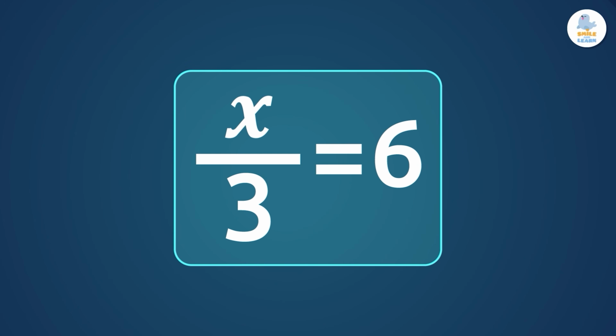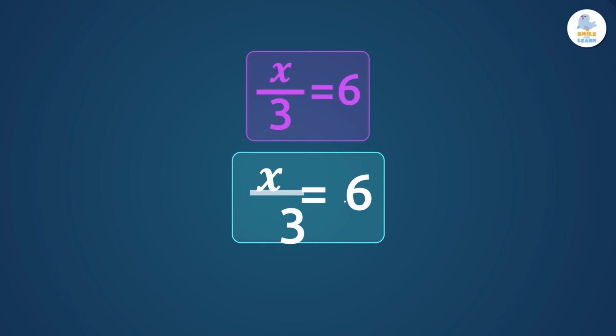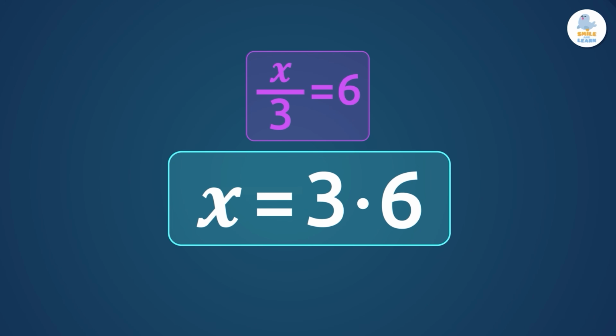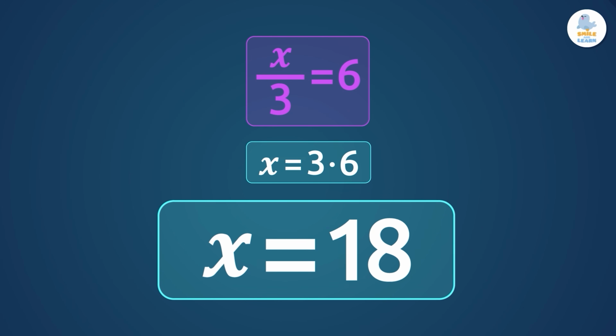Let's look at another example. What do we have to do to isolate the x in this case? Great! Move the 3 to the other side. Since 3 is being divided, we move it to the other side by multiplying. Then we are left with x equals 3 times 6. So, x equals 18. Simple, right?